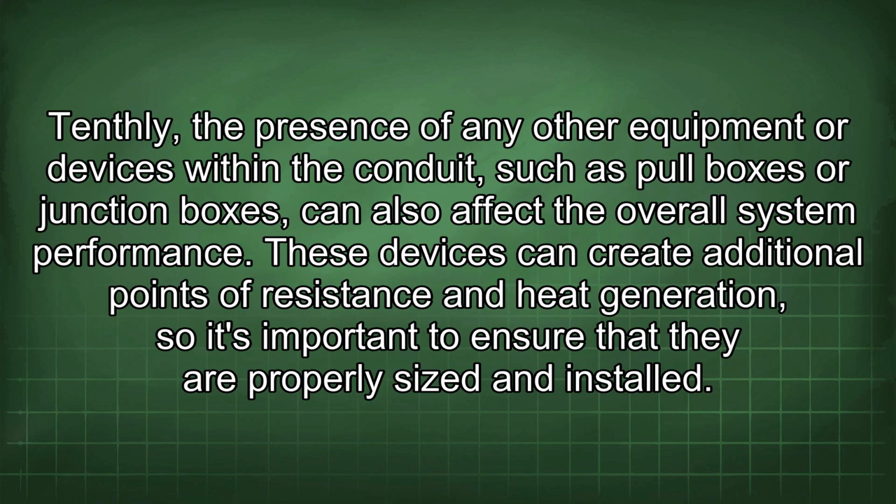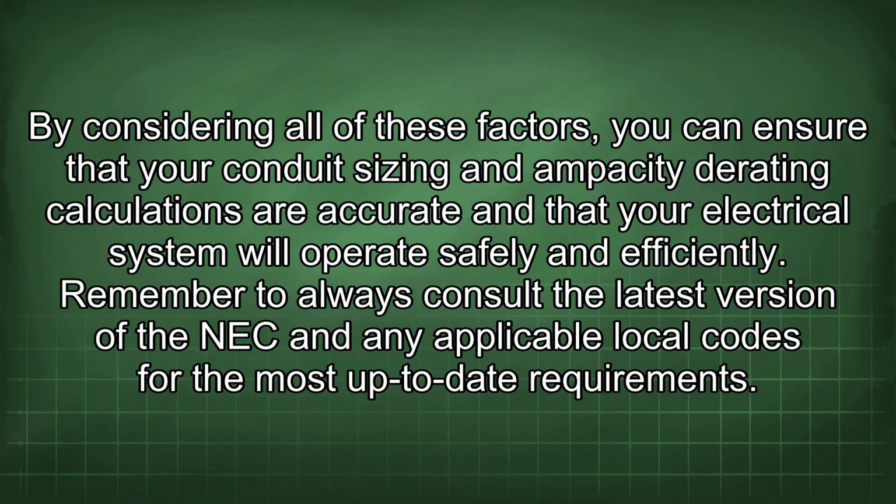Tenthly, the presence of any other equipment or devices within the conduit, such as pull boxes or junction boxes, can also affect the overall system performance. These devices can create additional points of resistance and heat generation, so it's important to ensure that they are properly sized and installed. By considering all of these factors, you can ensure that your conduit sizing and ampacity derating calculations are accurate and that your electrical system will operate safely and efficiently.